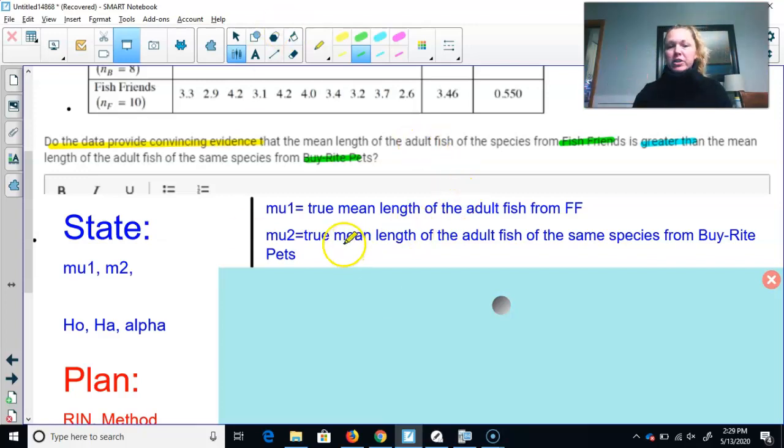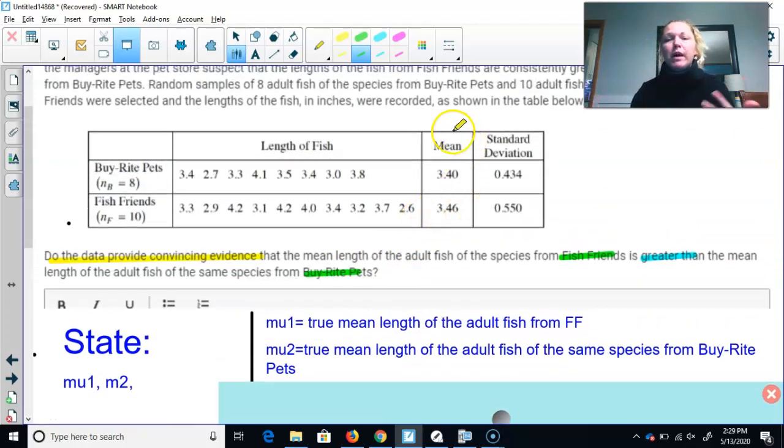Okay. Again, just a friendly reminder: your mu is always the true mean. Some people are wondering, how do I know if it's mu? How do I know if it's a p? Okay. We know it's a mu. Well, they talk about the mean in here. It's also quantitative data. There's nothing about proportions in here.